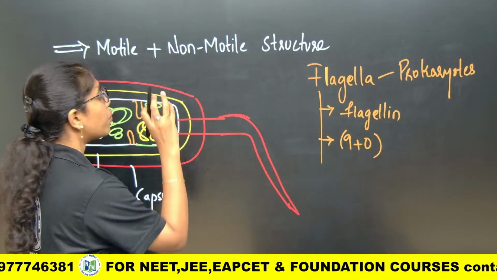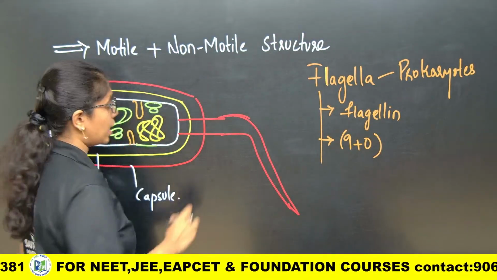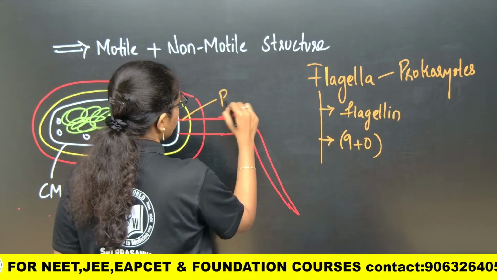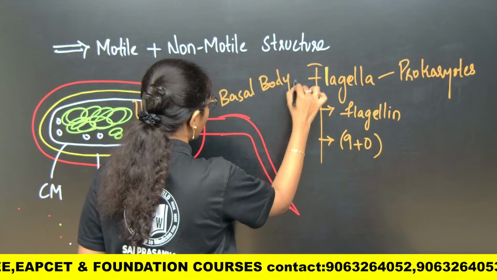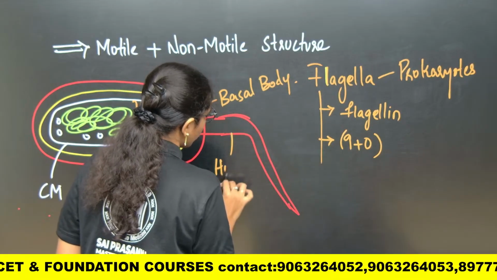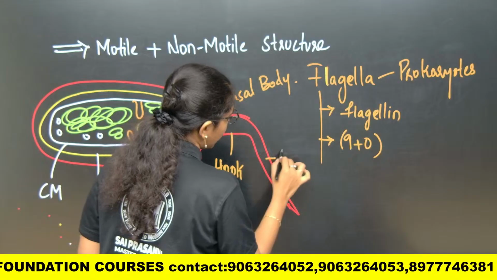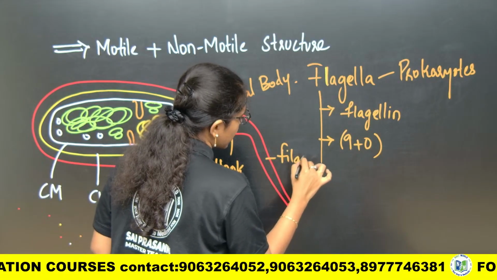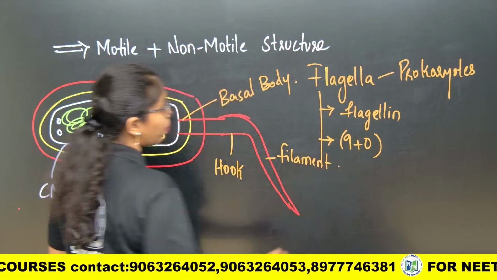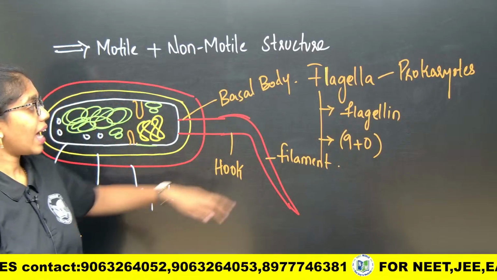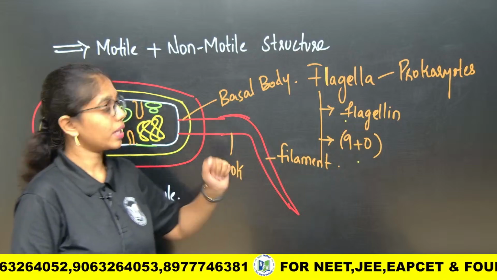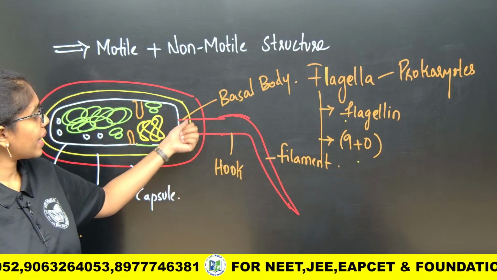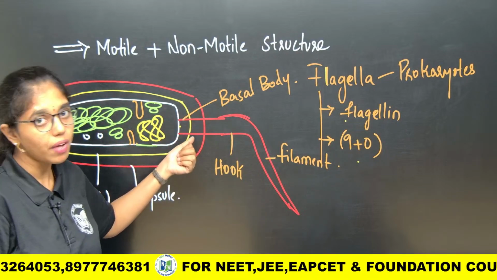Remember that. What are the parts of the flagella here? It has the basal body, next is hook and filament. Basal body, hook and filament are the parts of flagella, and flagella has the protein flagellin. It has a 9 plus 0 arrangement. It originates from the cell membrane and these are extensions of the cell wall.